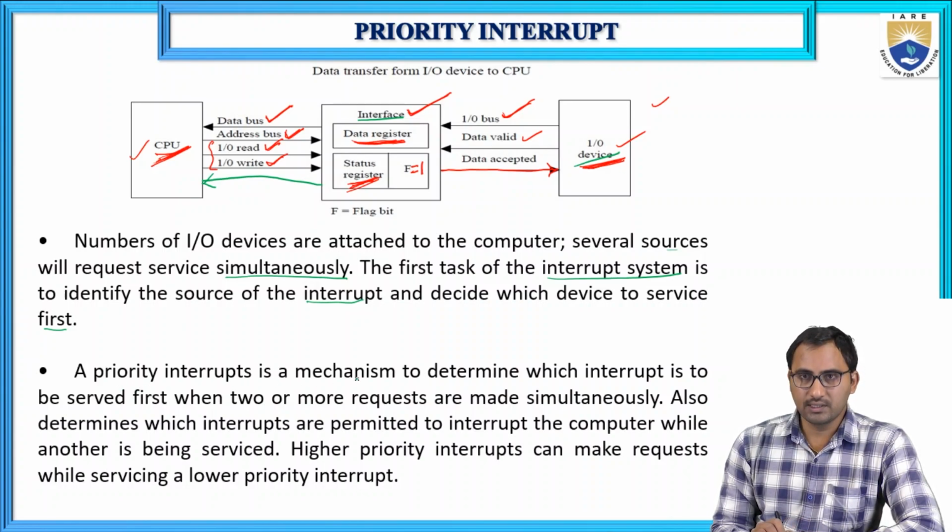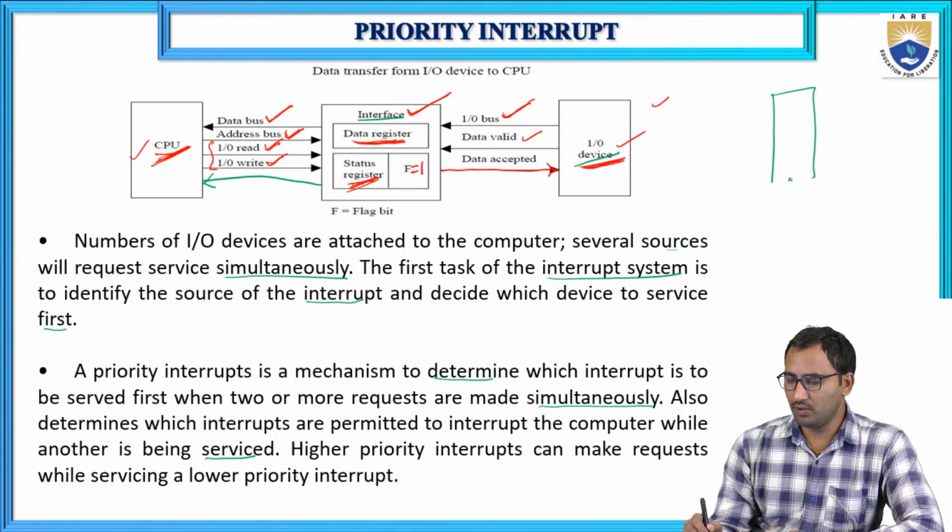The priority interrupt is a mechanism to determine which interrupt is to be serviced first when two or more requests are made simultaneously. It also determines which interrupts are permitted to interrupt the computer while another is being serviced. So only certain types of interrupts are allowed to interrupt the CPU, not all. Higher priority interrupts can make requests while servicing a lower priority interrupt. So always the highest priority interrupt will be serviced first.